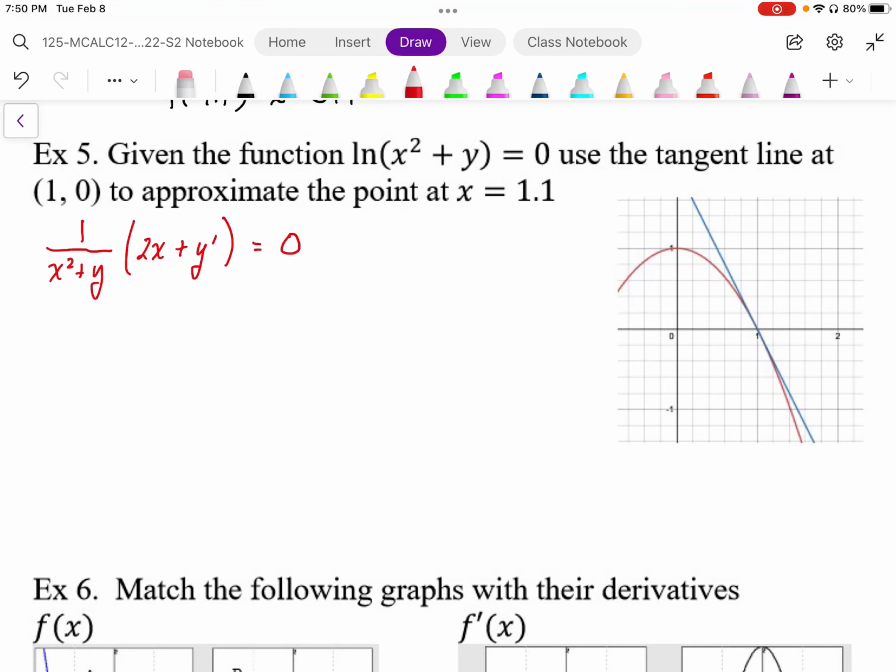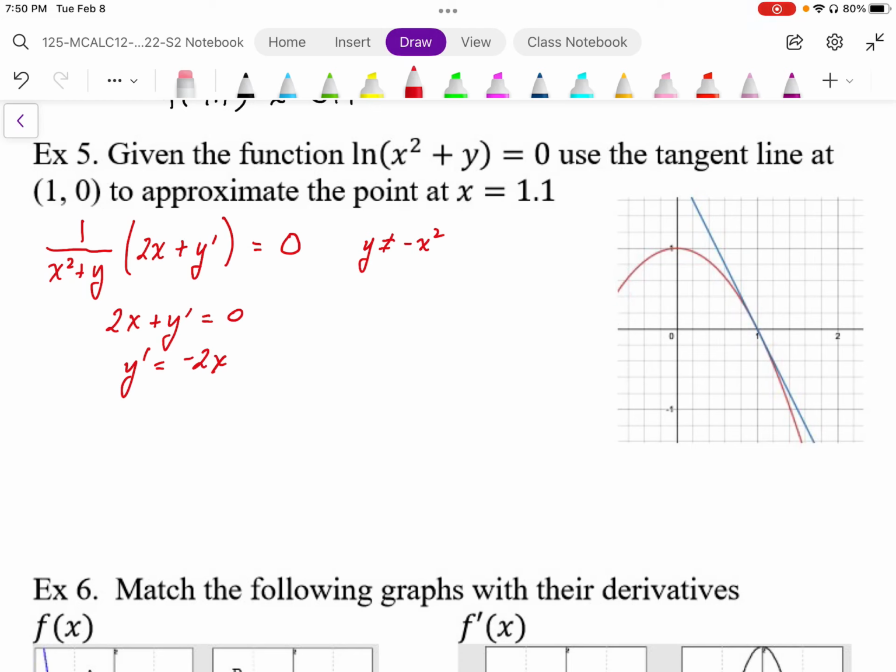If this fraction is equal to 0, the numerator should be equal to 0. But before I get rid of the denominator, I need to state a restriction that y is not equal to negative x squared. As long as y is not equal to negative x squared, I can solve this derivative and say that 2x plus y prime is equal to 0. That makes y prime equal to negative 2x. So I can use that as my derivative.